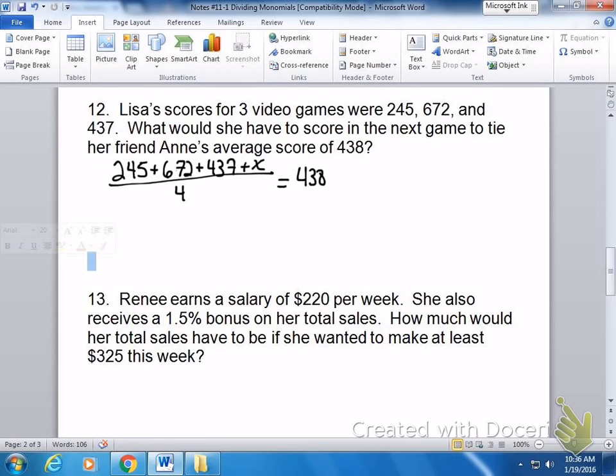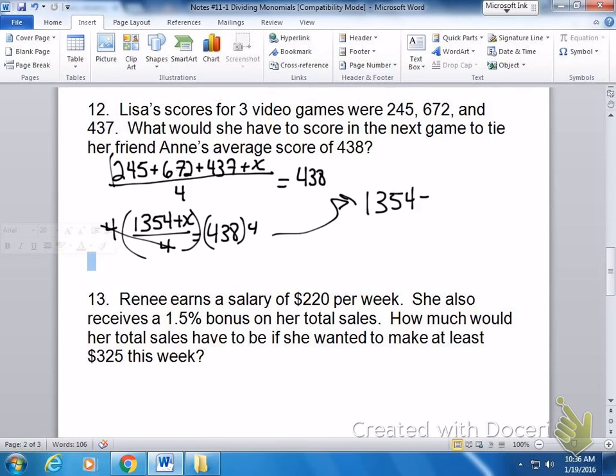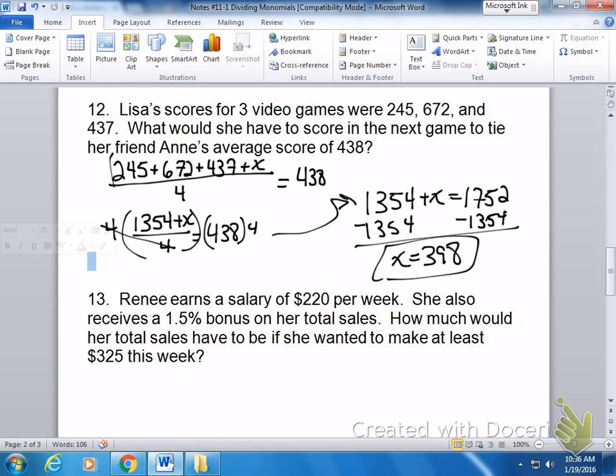Now, there's a couple of ways you could work this. I'm going to start by getting my like terms together. The 245, 672, 437. If I add those up, I get 1354 plus x over 4 equals 438. To get rid of my fraction, I multiply both sides by the denominator 4. Now I have 1354 plus x equals 1752. Last step, subtract 1354 from both sides. And you get x equals 398. So she has to get at least a score of 398 to tie her friend.